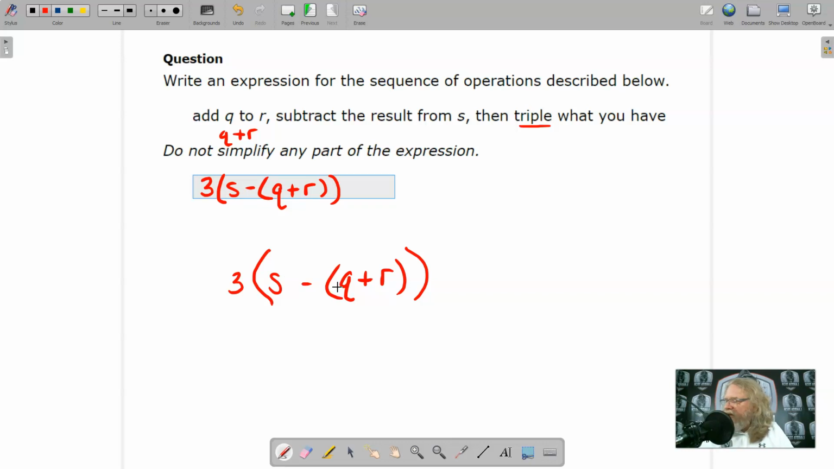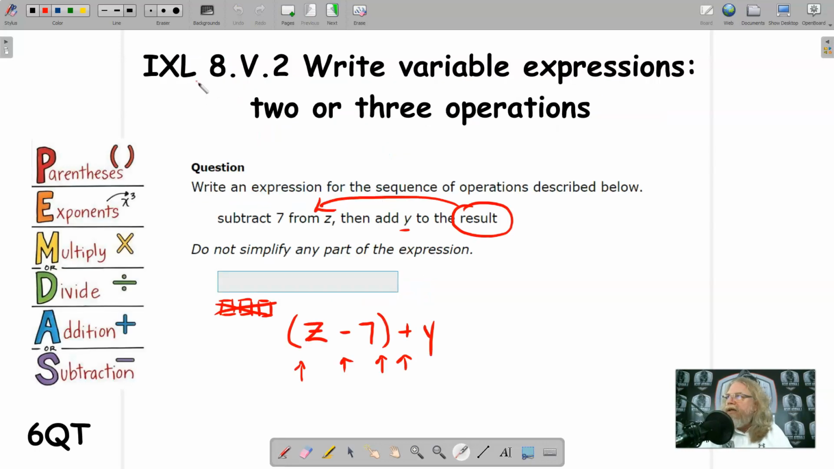And that finishes all of my examples for IXL 8.V.2, where we write variable expressions using 2 or 3 operations. Good luck with your activity.